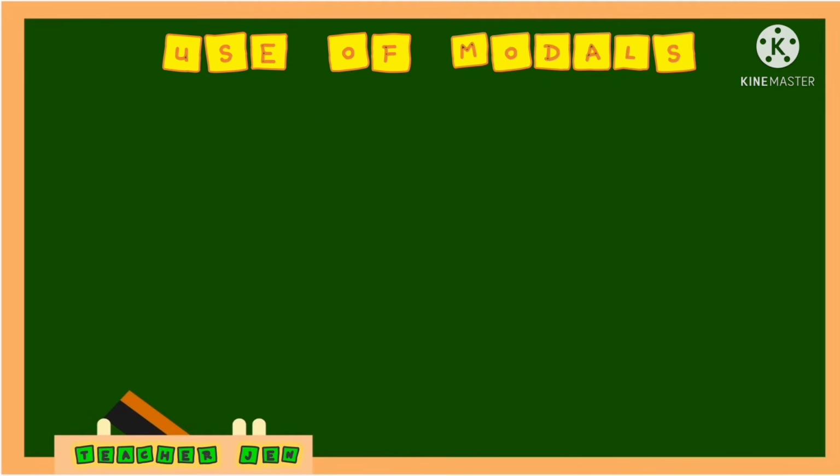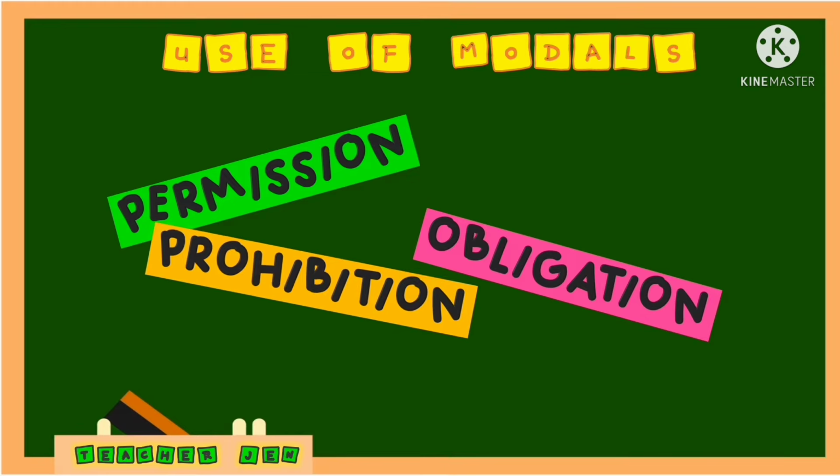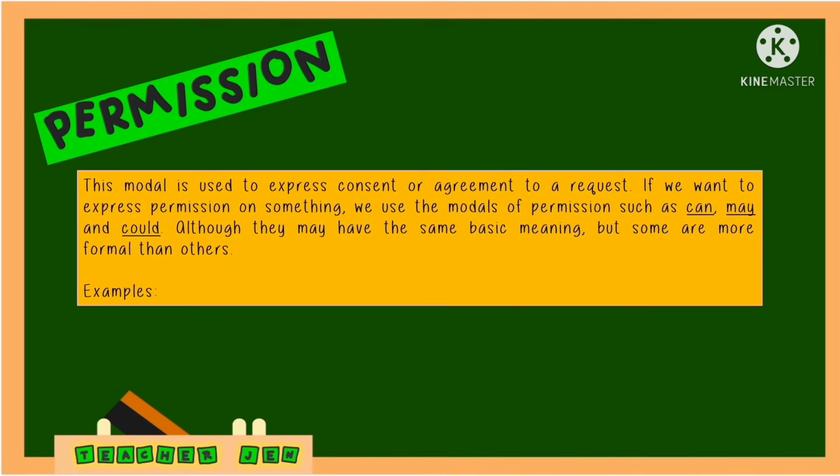Modal verbs are used to express permission, obligation, and prohibition. Let's start with the first one. Modal of permission is used to express consent or agreement to a request. If we want to express permission on something, we use the modals of permission such as can, may, and could. Although they may have the same basic meaning, some are more formal than others.